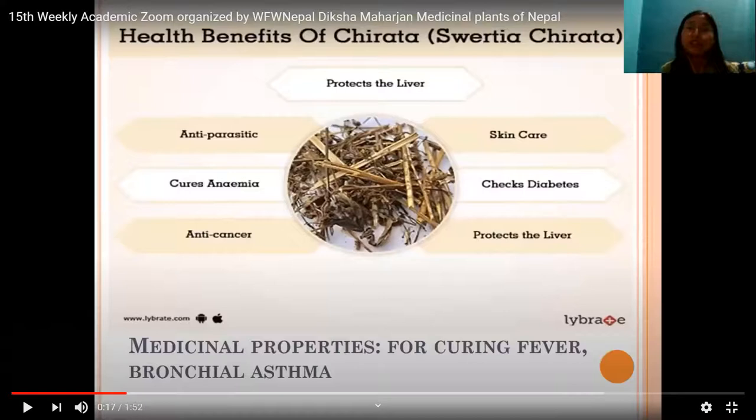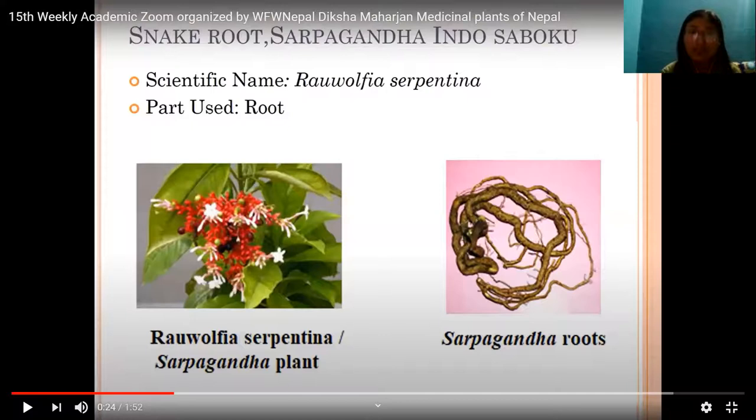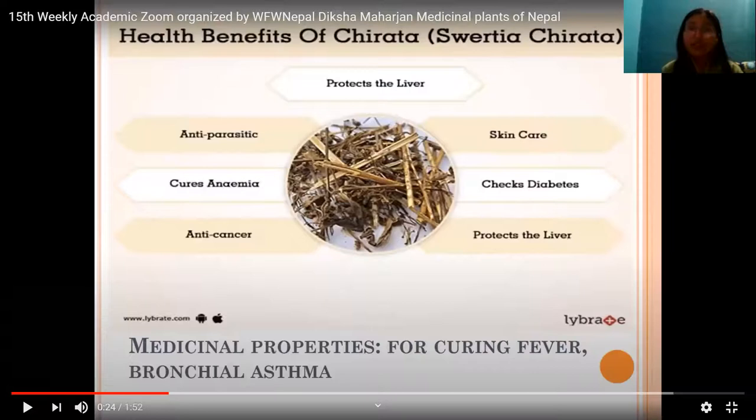It is mainly found in the north-eastern part of our country, Nepal, and the whole plant is used for medicinal purposes. It has some health benefits: it helps to protect the liver, as it has hepatoprotective properties. It helps in skin care. It checks the sugar level, so it helps to manage diabetes. It also helps in anti-cancer, anemia, and anti-parasites. And it has other properties like curing fever and bronchial asthma.